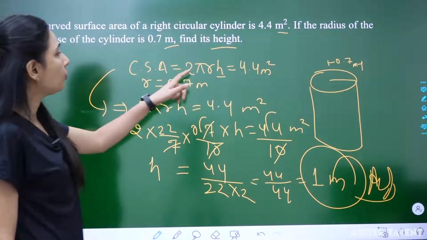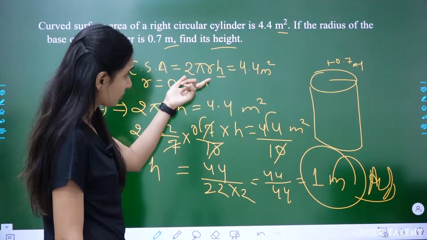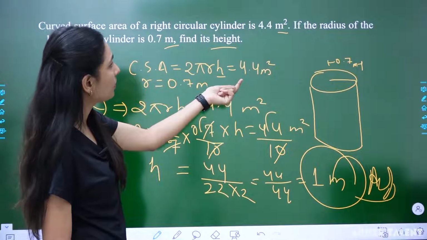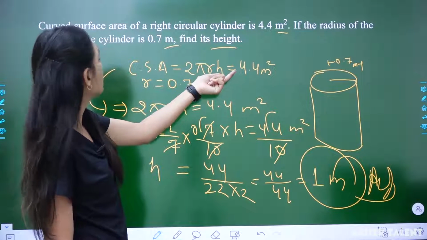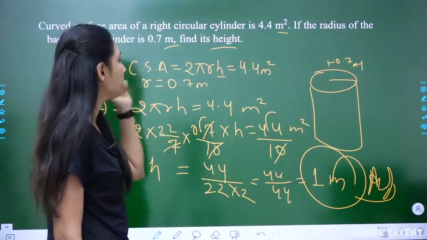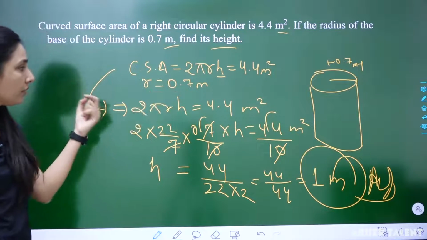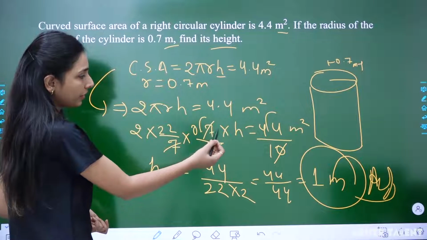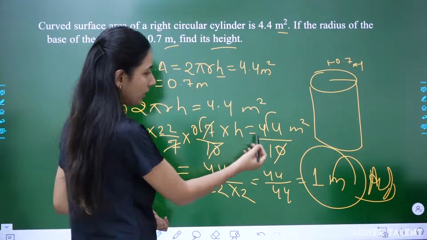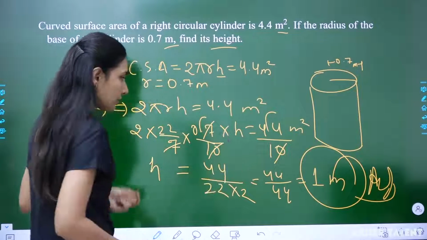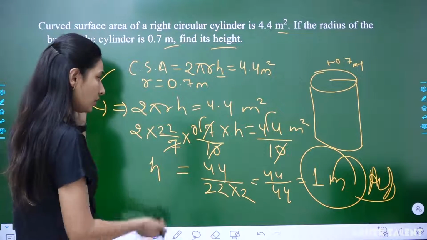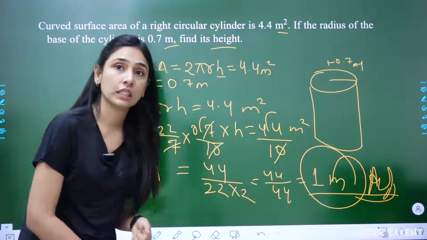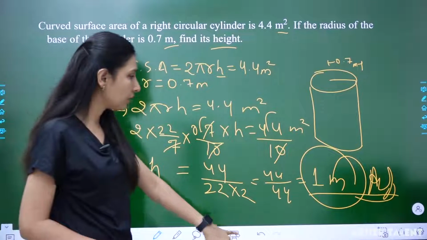Have a look again. 2 pi RH. After that, we'll be calculating the values as 4.4, which is the curved surface area. 2 pi RH equals 4.4 meters square. R equals the given 0.7, right? So we'll just do 22 by 7, then 0.7, here 10. H equals 4.4, here 10, cut, 7 cut. 44, H equals 44. This is 1. So that will be your answer. Okay, so simple. Now you can put it in the language.